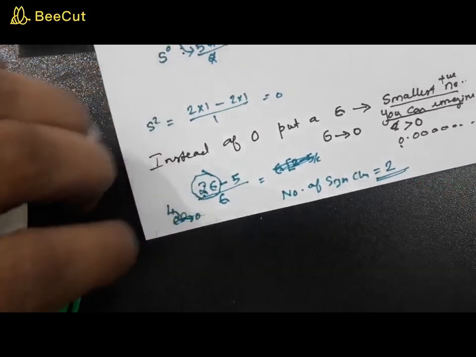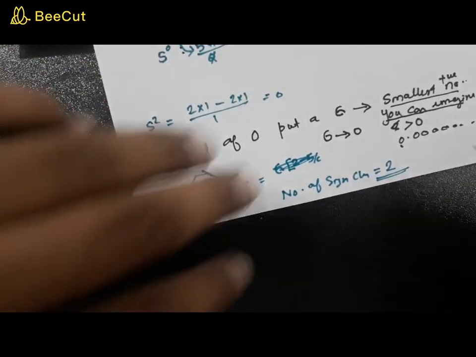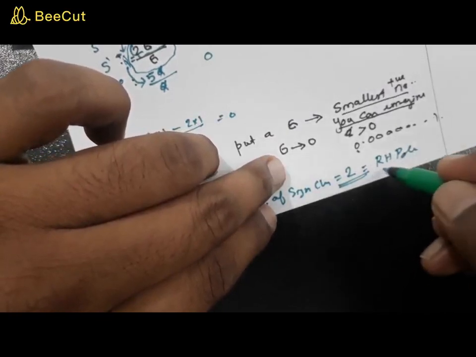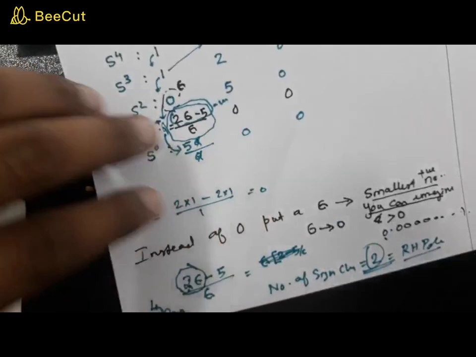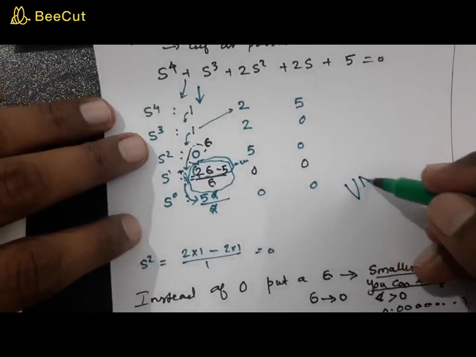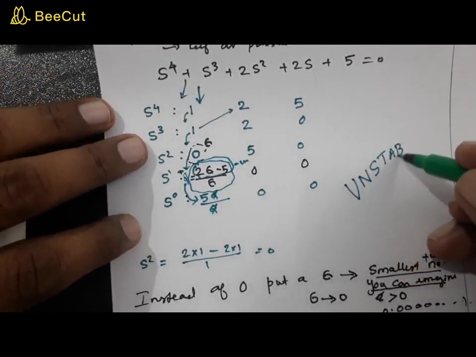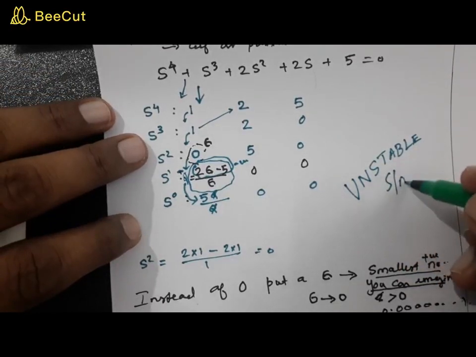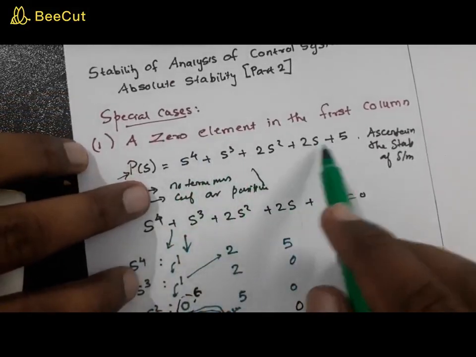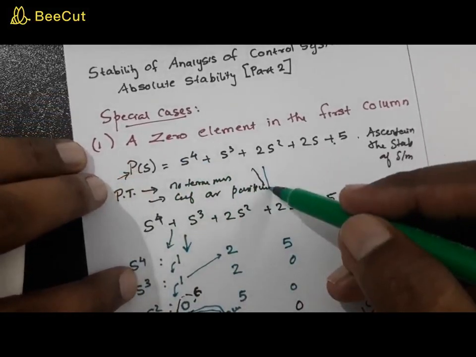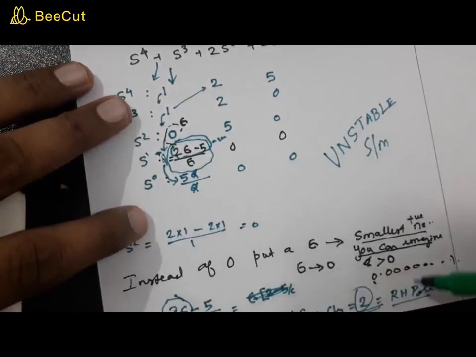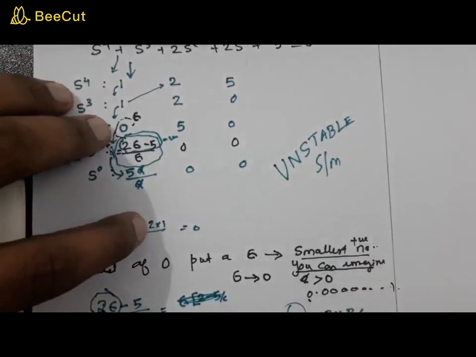So what is the meaning of that? The number of sign changes being equal to 2 means there are this many right half poles, and these 2 poles are causing the system to be unstable. So this is an unstable system. Again proving the point which I told you, the converse is not true. This polynomial satisfies these two conditions, but it is not true that its roots lie in the left half plane; some of its roots lie in the right half plane.